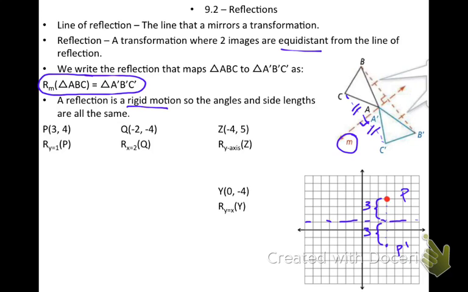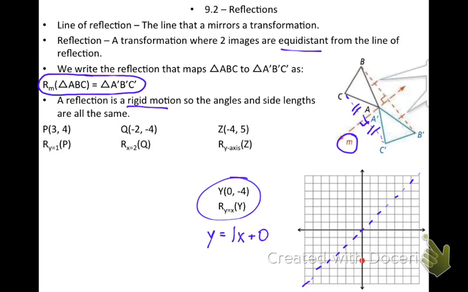When we get into something tricky will be something like this. Let me erase this. So I've got 0, negative 4, 1, 2, 3, 4 down. Here we go. My line y equals x is y equals 1x plus 0. 0 is my y-intercept, and 1 is my slope. And so from here, I would have a line that cuts my graph diagonally in half. So this is my line of reflection.